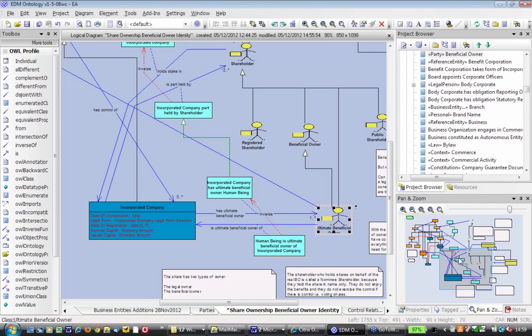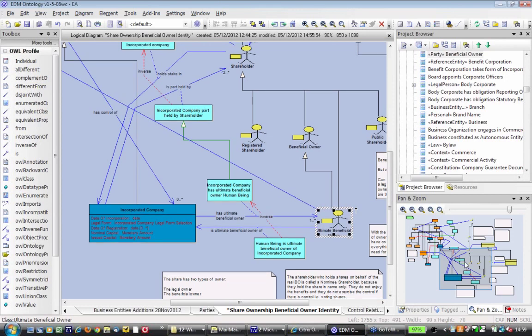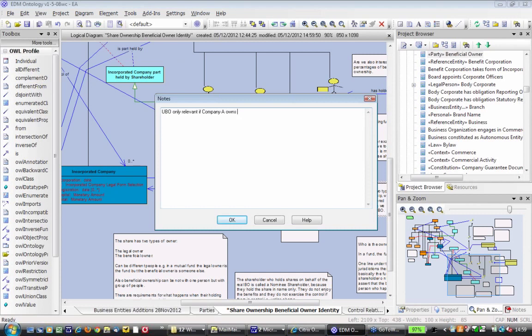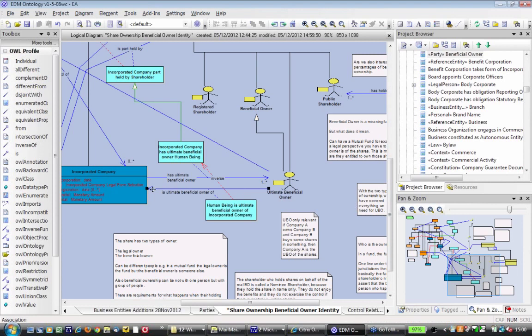To me, the concept of ultimate beneficial owner is only relevant in the situation where Company A owns Company B, and Company B buys some shares in something, because then Company A, which owns Company B, is the ultimate beneficial owner of the shares that Company B bought. Again, of the shares, not of the company, because this is any number of shares you're talking about, right?